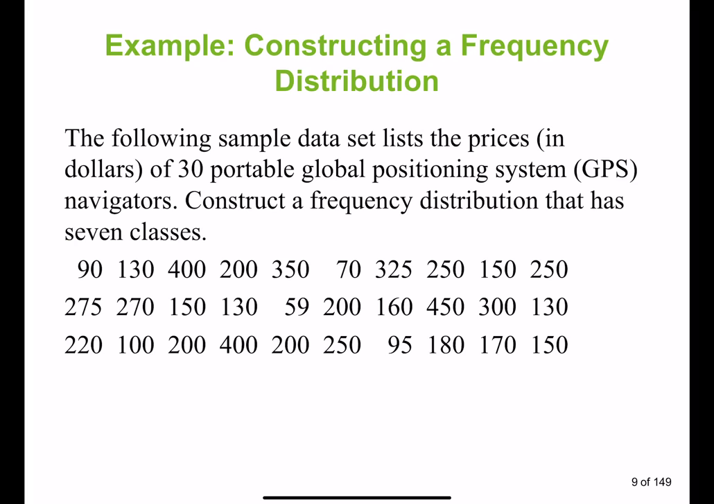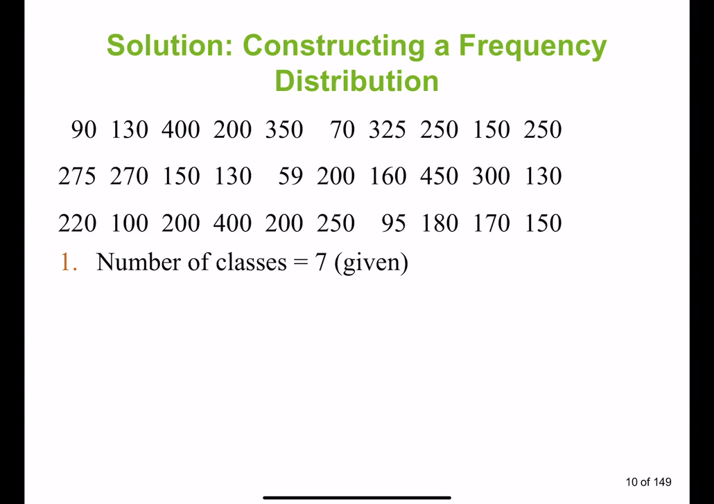Okay, so based on this example, let's construct a frequency distribution. First thing, the number of classes. It's always going to be given, 7. By agreement, the number of classes usually used is between 5 and 20.